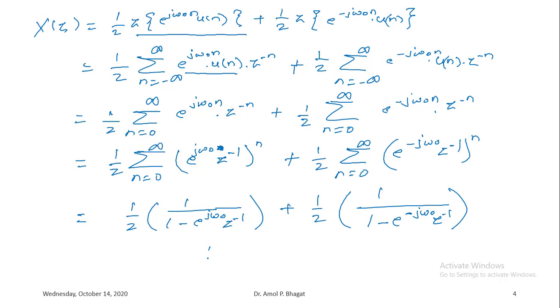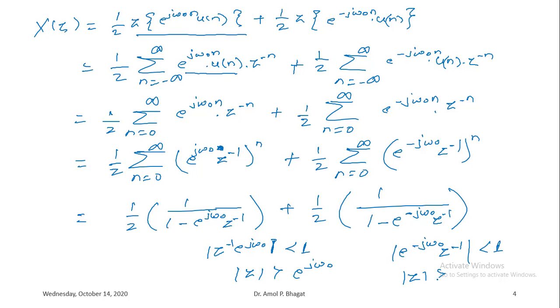provided that mod z inverse e to the power j omega 0 should be less than 1. Similarly, mod e to the power minus j omega 0 z inverse should be less than 1. So in this case it will be mod z greater than e to the power j omega 0, and in this case mod z greater than e to the power minus j omega 0. So this will be the ROC of these individual terms.